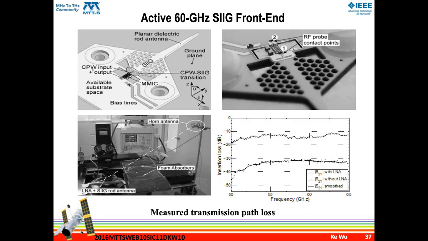So this is one interesting example to show the 60 gigahertz active substrate integrated image guide. So you can see the whole structure, which can be created on a single dielectric substrate. In this case, image guide can be used, and at the same time you can see that you have the antenna, which is actually a rod antenna directly integrated in the substrates.